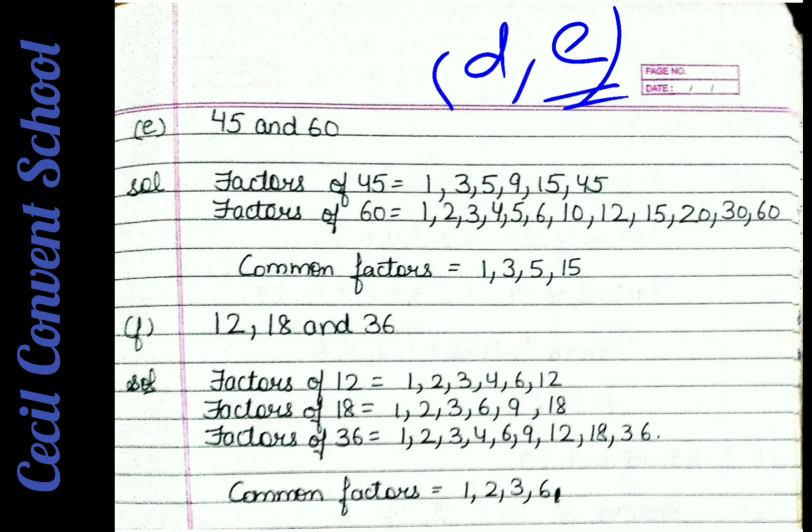E part is 45 and 60, means you have 45 and 60. Firstly you see 45. 1 and 45 are already written. Then you see in the 2 table. 45 does not come in the 2 table. Then you see the 3 table. 45 comes in the 3 table at 15, so I have written 3 after 1 and 15 before 45. Clear? Then after 3, 45 comes in the 5 table, so you write 5, and 9 5s are 45, you write both numbers. After that you see after 9 it is coming in the 15 table, so you will stop here.